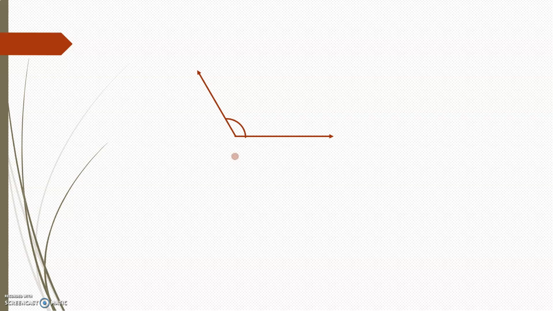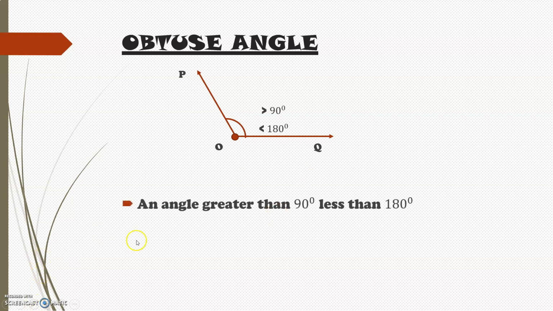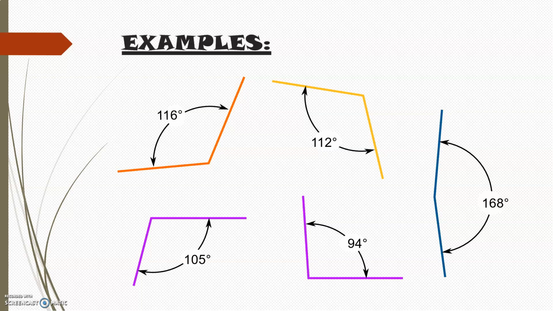And consider an angle POQ which is greater than 90 degrees and less than 180 degrees, which we call an obtuse angle. An angle greater than 90 degrees and less than 180 degrees, we call an obtuse angle. And here are some of the examples. Here 116 degrees, 112 degrees, 168 degrees, 94 degrees, 105 degrees. These are some of the examples for an obtuse angle.